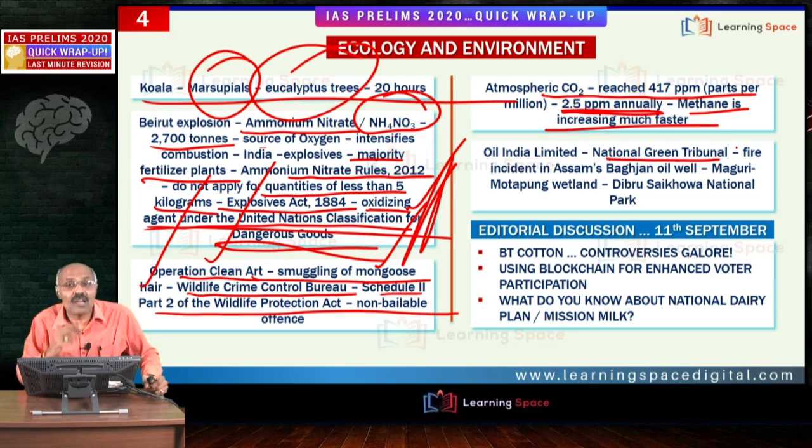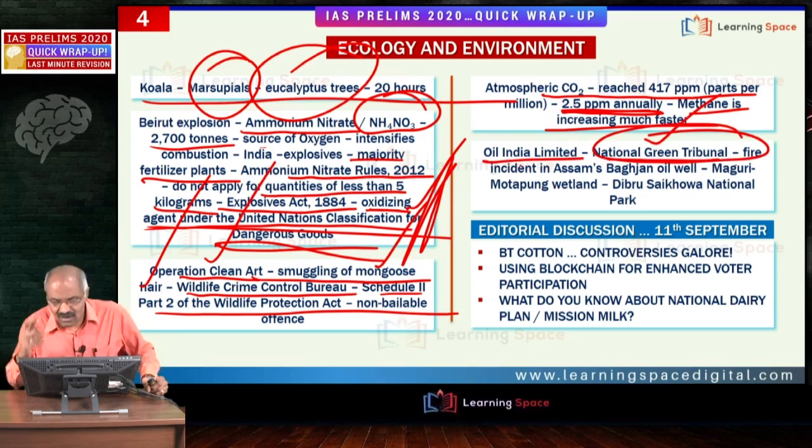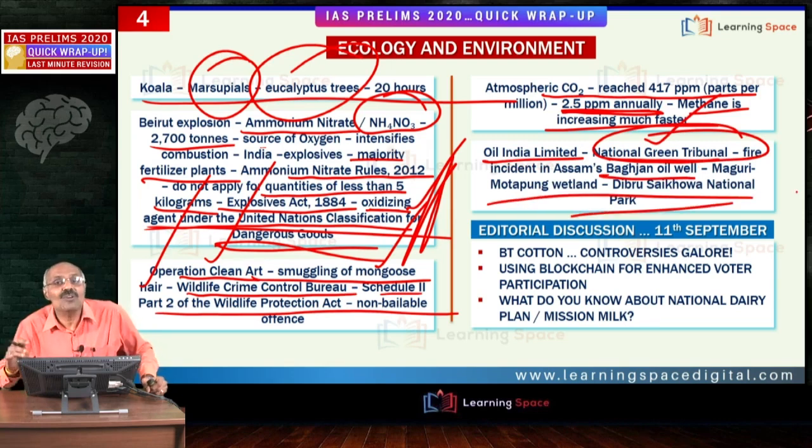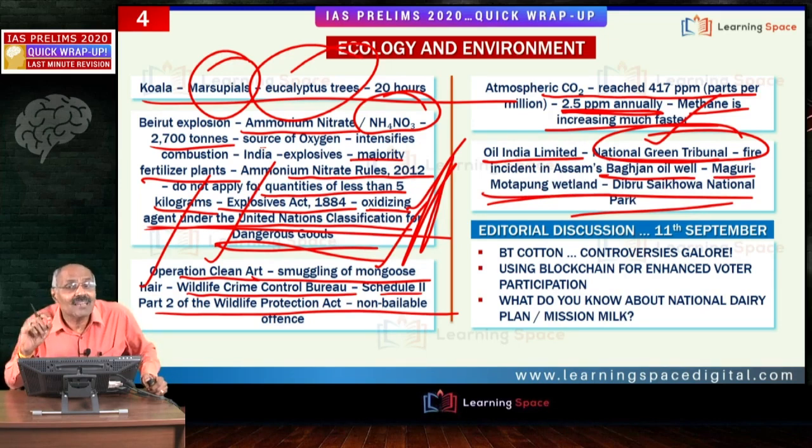Then friends, these things we have discussed previously: this Oil India Limited, this National Green Tribunal, that is the fire incident with regard to this Baghjan oil well. In this context, Dibru-Saikhowa National Park, which is surrounded by three rivers, Brahmaputra, Dibru and Lohit, and at the same time, Maguri-Motapung wetland, is also in the news. This pertains to Assam, please don't forget. In the context of the coal mine, I have already told you, Dehing Patkai Wildlife Sanctuary is considered as, in fact, an important rainforest.